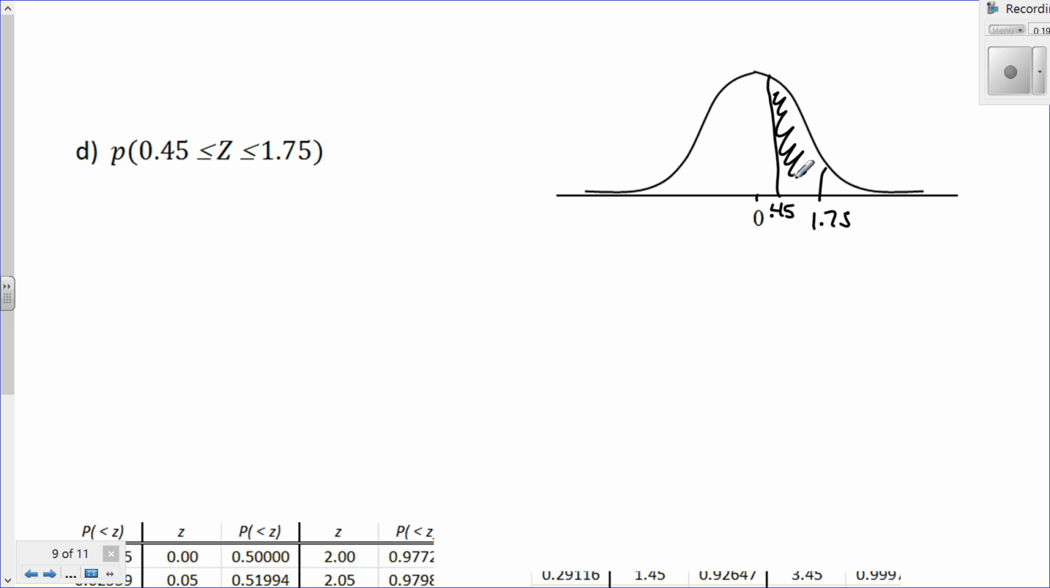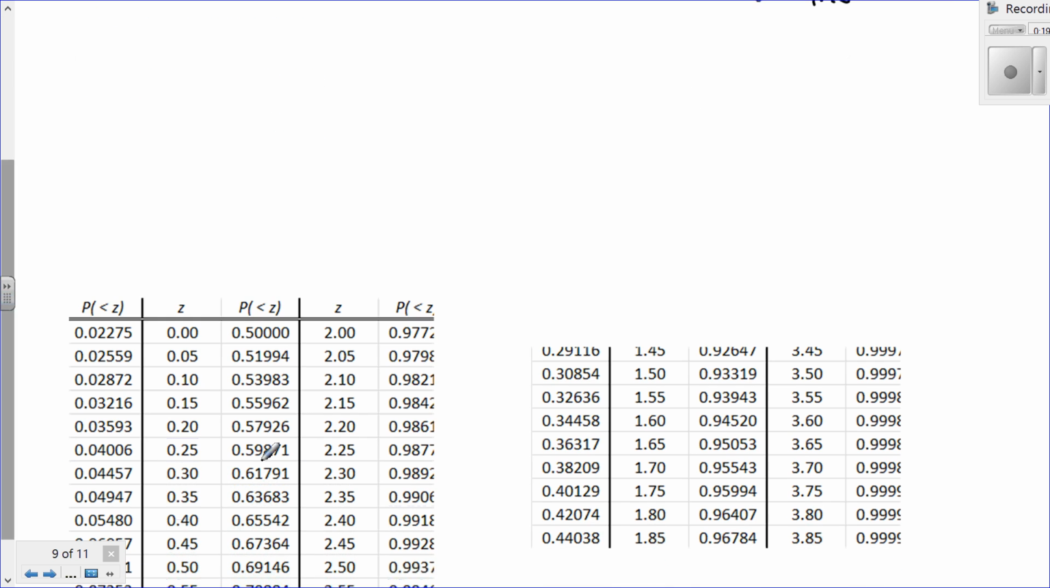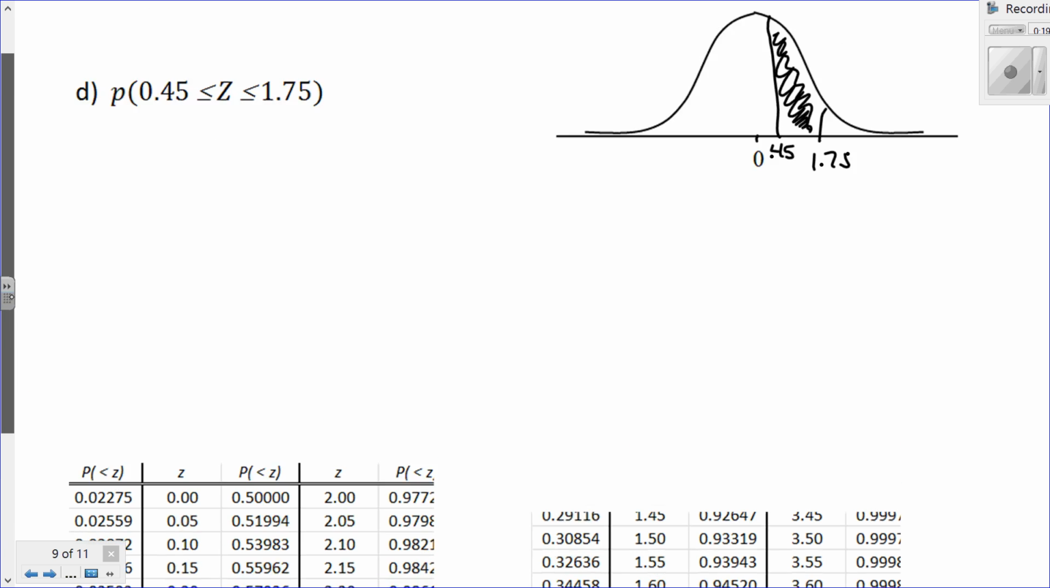And again, here the graph just gives me a visual representation that I would expect a pretty small number here for my final probability. If I get a probability of 98%, I know I've messed something up. So again, I've got two different values to look up on my table. The 0.45 on my table gives me 0.67364.